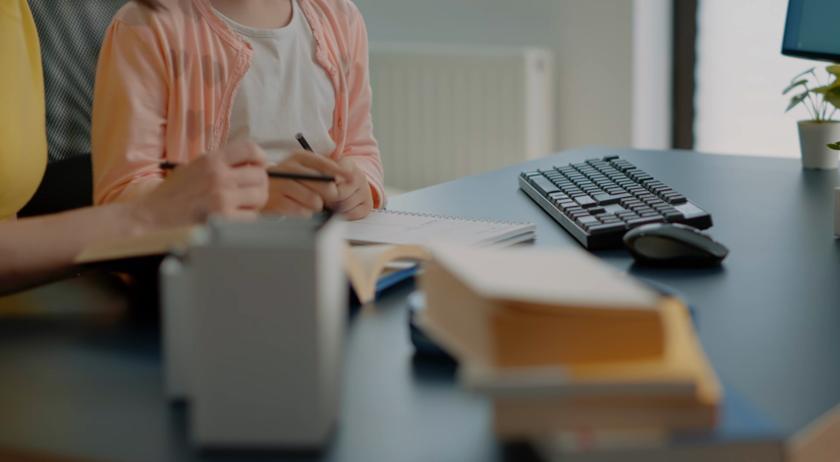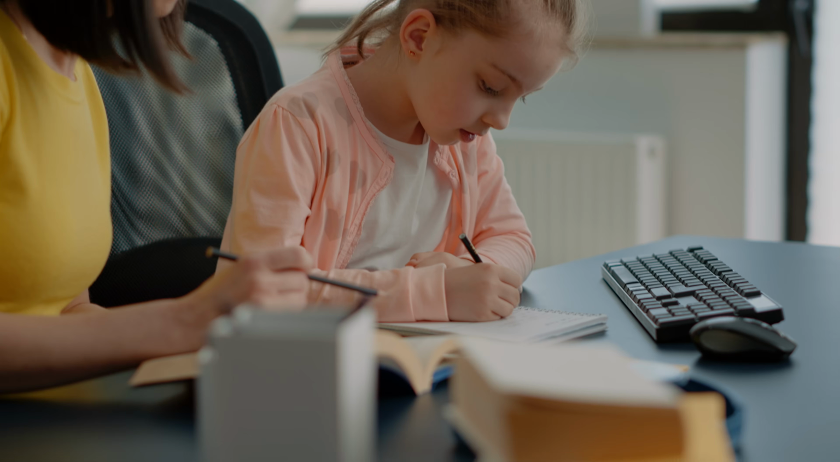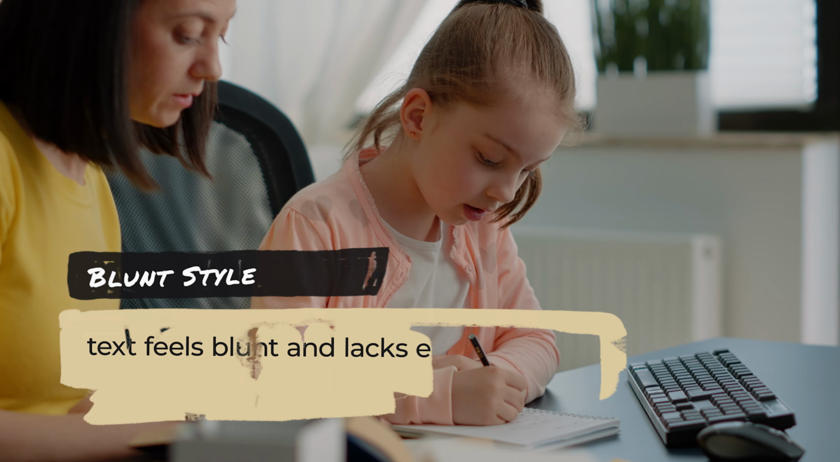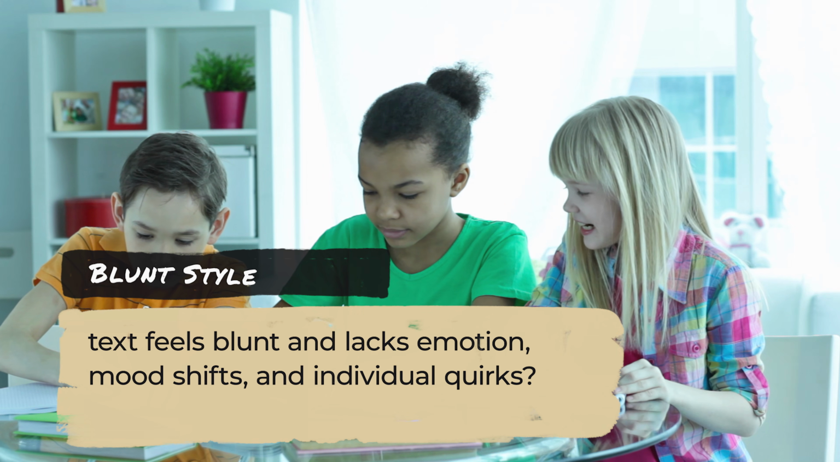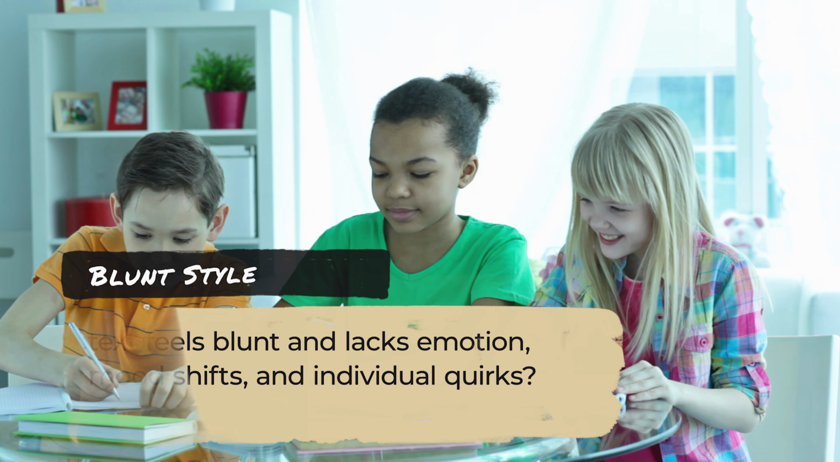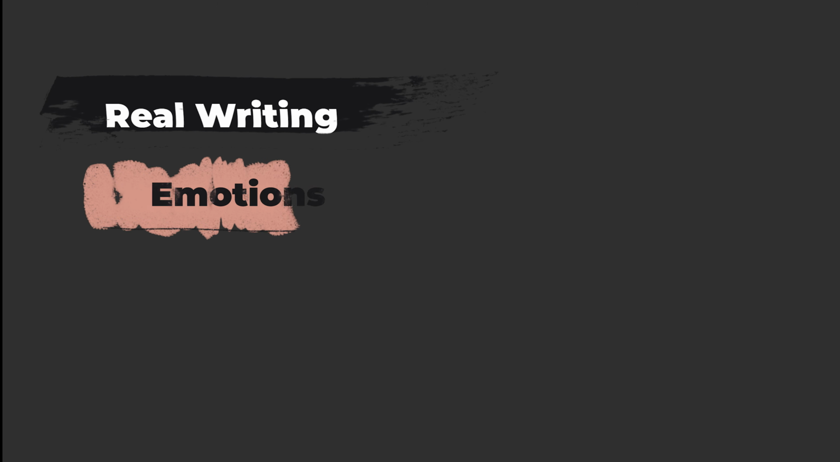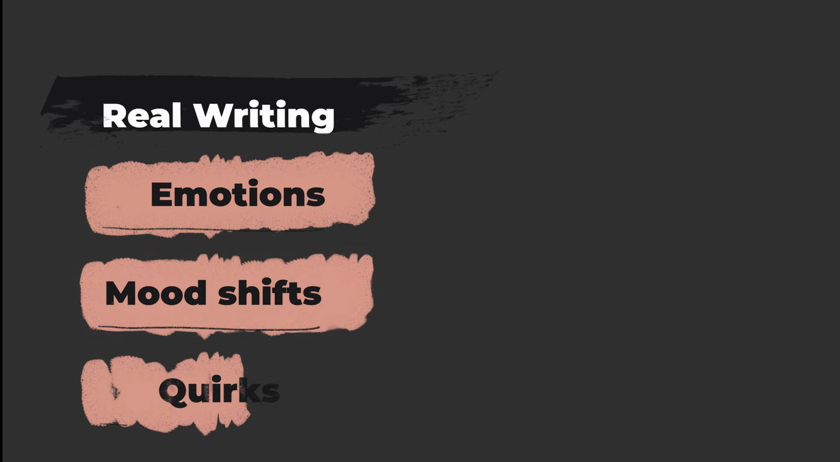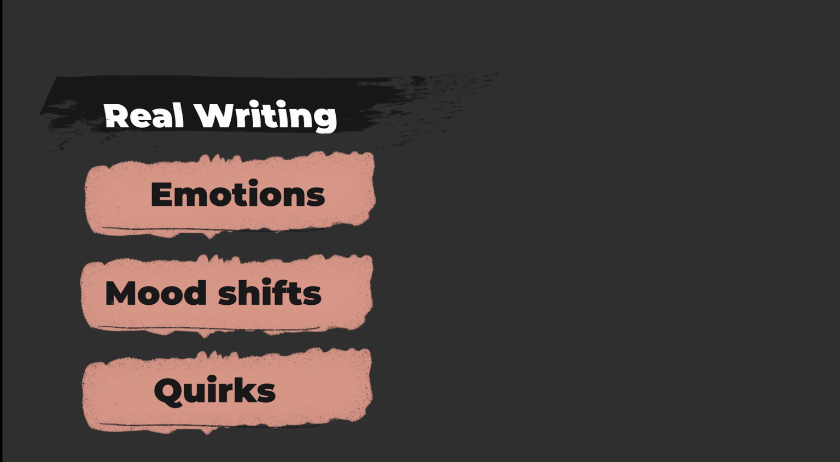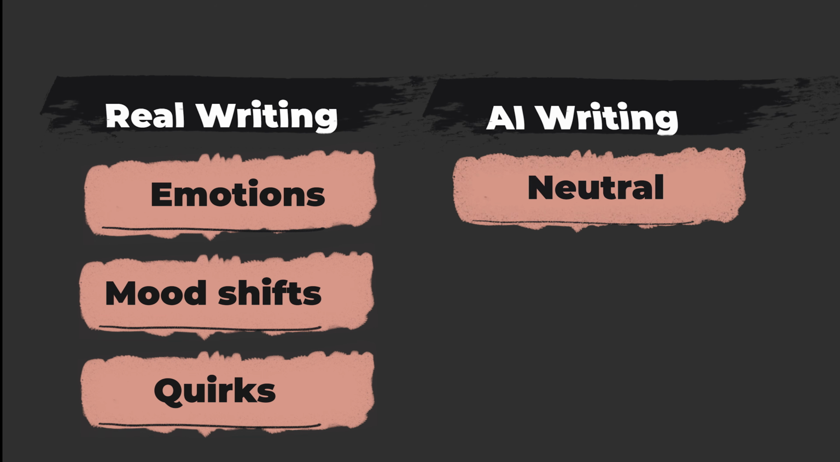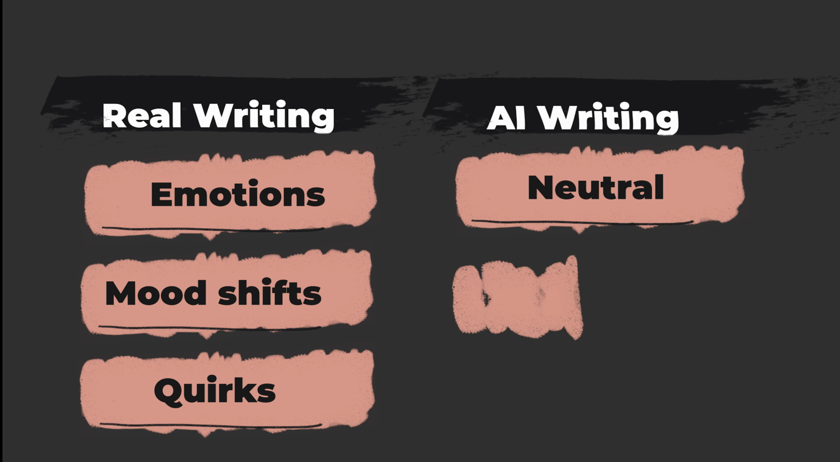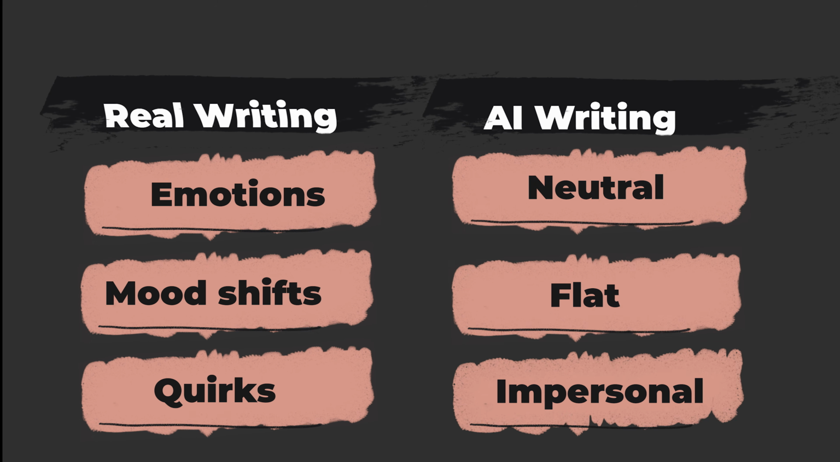Human writing tends to have a natural flow with changes in tone and style. If a text feels unusually blunt and lacks this unique voice of a person, it could be AI-written. And how do you tell if the text is blunt? Well, real-life writing involves emotion, mood shifts, and individual quirks that make it unique. AI-generated texts, in contrast, tend to have a neutral tone that doesn't waver, which may feel flat and impersonal.